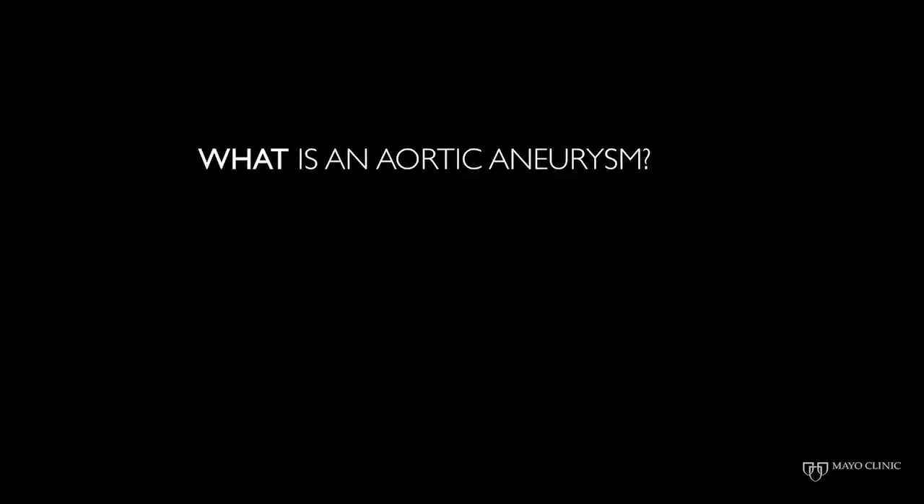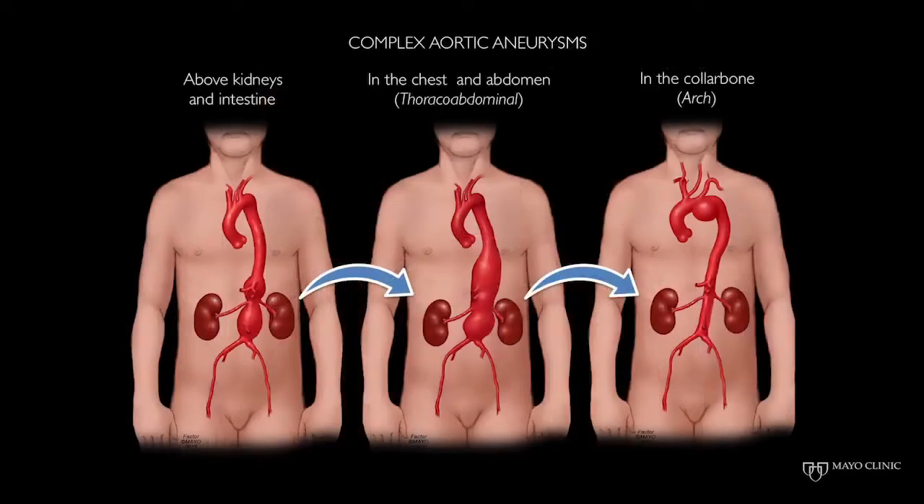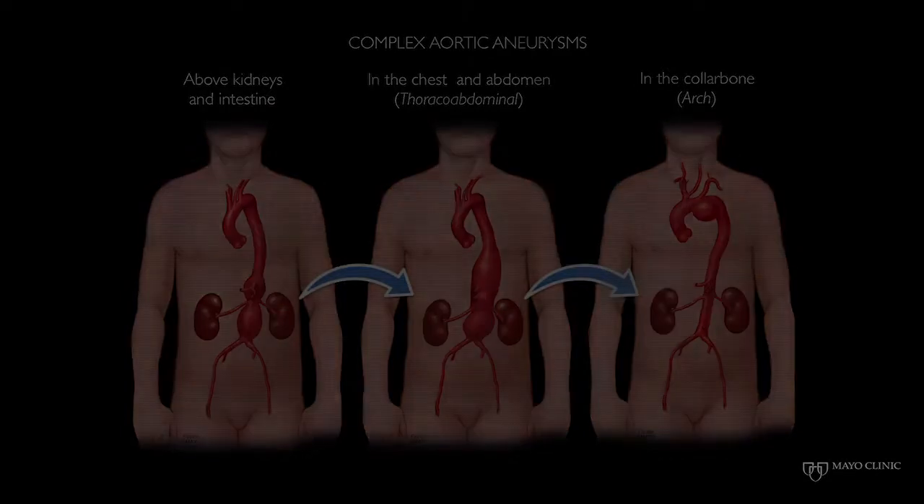What is an aortic aneurysm? The normal aorta measures the size of a quarter. Aortic aneurysm is a weakness of the aorta which leads to progressive enlargement and dilatation. Whereas most aortic aneurysms occur in the abdominal aorta below the kidneys, they can also affect the aorta across the arteries to the kidneys and intestine, the thoracic aorta in the chest, or even the aortic arch in the collarbone.